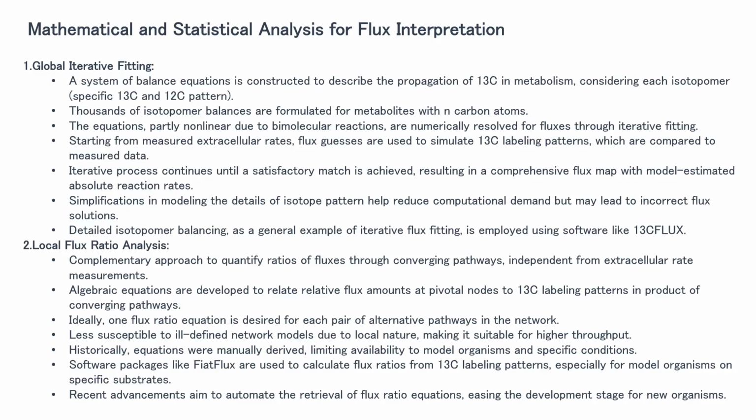It is less susceptible to ill-defined network models due to its local nature, because there is a ratio equation for each of the alternative pathways in the network. So it is much more localized in nature, and it is less susceptible to ill-defined network models. Historically, equations were manually derived, limiting availability to model organisms and special conditions. And you can use software packages like FiatFlux, which they have also used, and which can be used to calculate flux ratios from 13C labeling patterns, especially for model organisms on specific substrates.